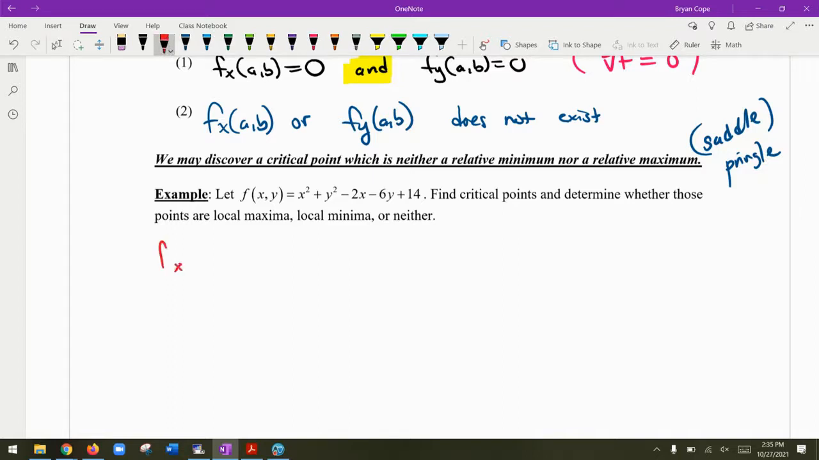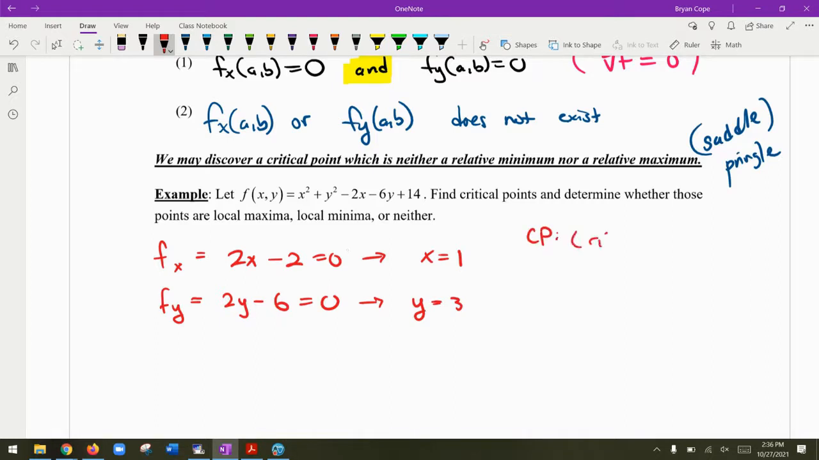All right, so f sub x. Let's call on you guys again. Jacob, what's f sub x of this function, the partial with respect to x? 2x minus 2. Good. Nice, easy. Matt, what's f sub y? 2y minus 6. Good. So if we want to find the critical points, we're going to set both of those equal to 0. That's pretty easy. We don't even have a system to solve. This leads to x being 1, and this leads to y being 3. So our only critical point here is (1, 3).